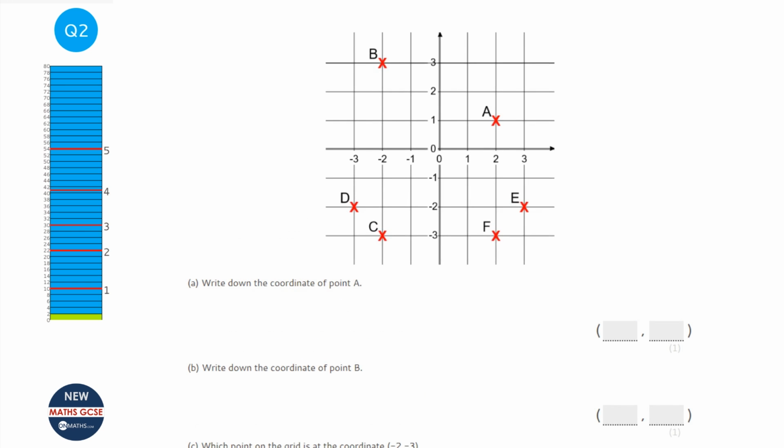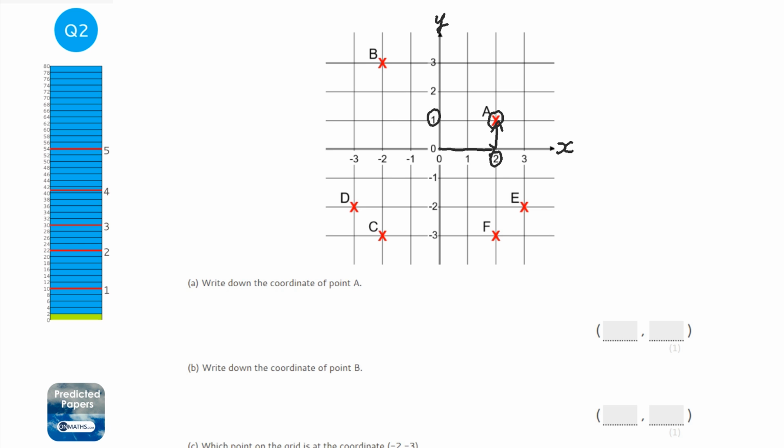Okay, so this question is about coordinates, and the biggest mistakes with coordinates is getting them the wrong way around. So point A, which is this one here, it's either going to be 2, 1 or 1, 2. And the way of remembering it is you always go across first and then up. You go along the corridor, up the stairs. Okay, so you always read off the x-axis and then the y-axis.